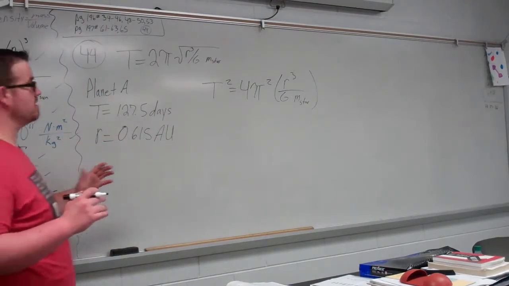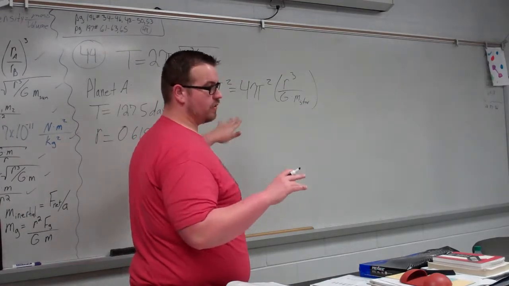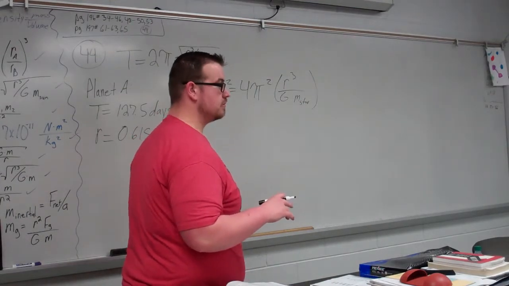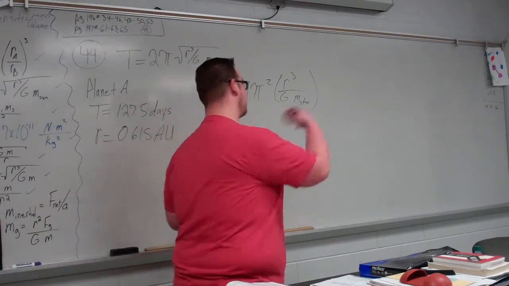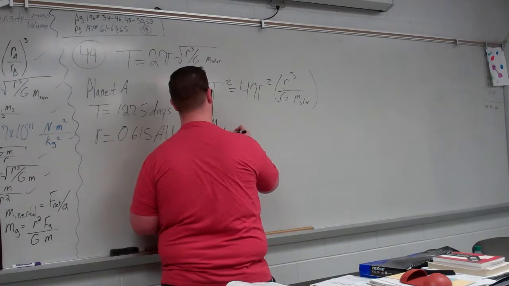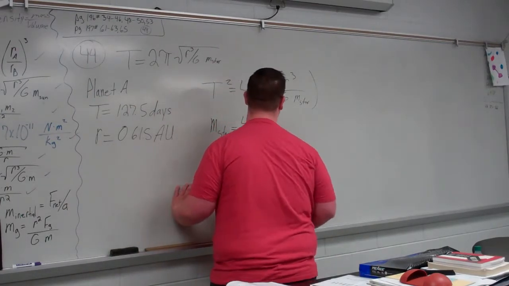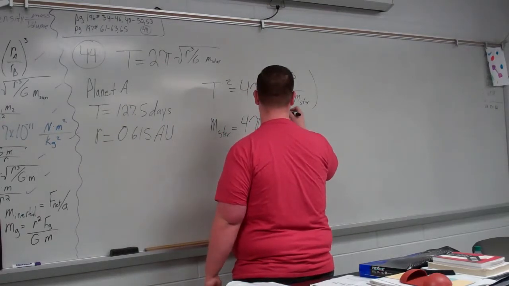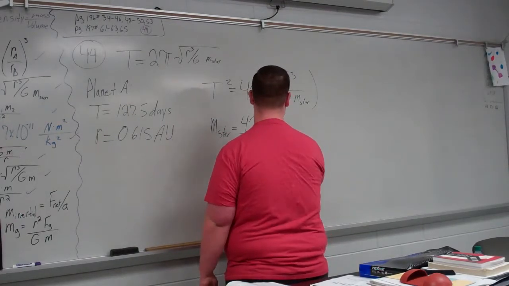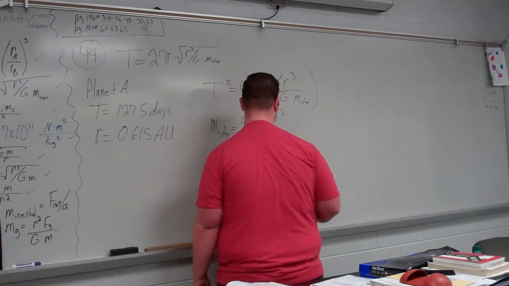So, does anybody got a question how I got to here? I just squared it. Everything's squared. Both sides got squared. Solve for the mass of the star by itself. So the mass of the star is equal to 4 pi squared times the radius cubed all over gravitational constant times the period squared.